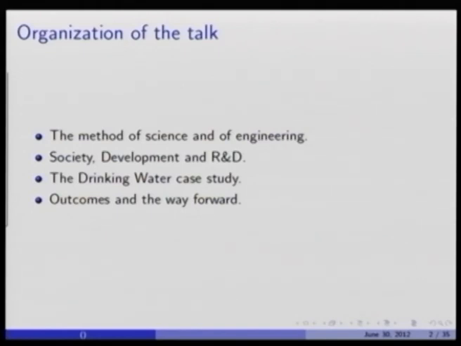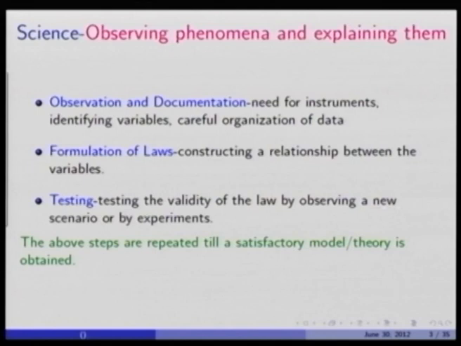So first of all, I'm going to talk about what is science and what is engineering, and how they are different. Then the second thing is what is society and development, and how do science and engineering interact with society and development, and how are R&D problems posed, how do they come about. Then I will take up a case study, the drinking water case study, and finally I will sum up all of these things and point to what the outcomes are, and how students, the institute and society would benefit.